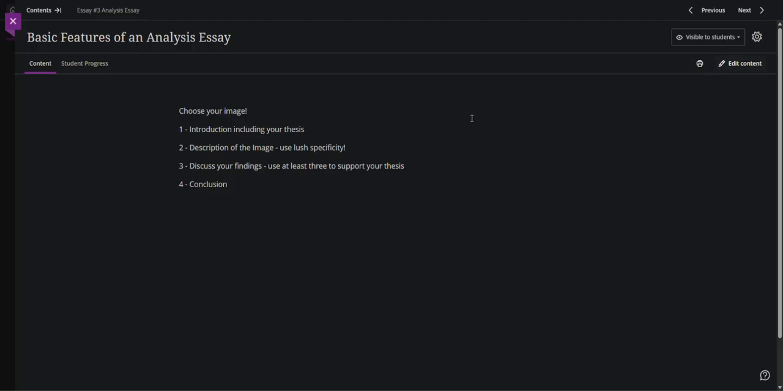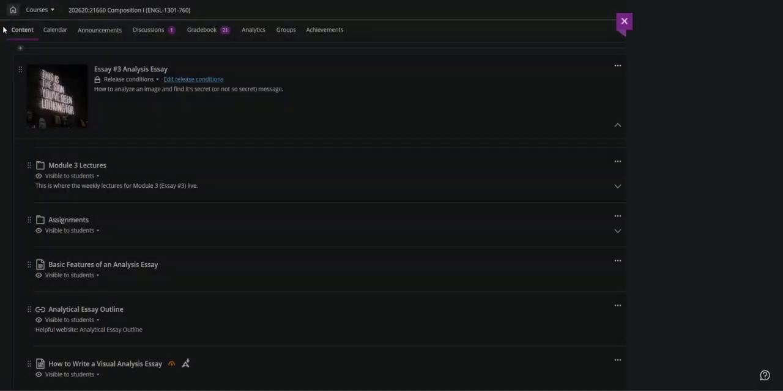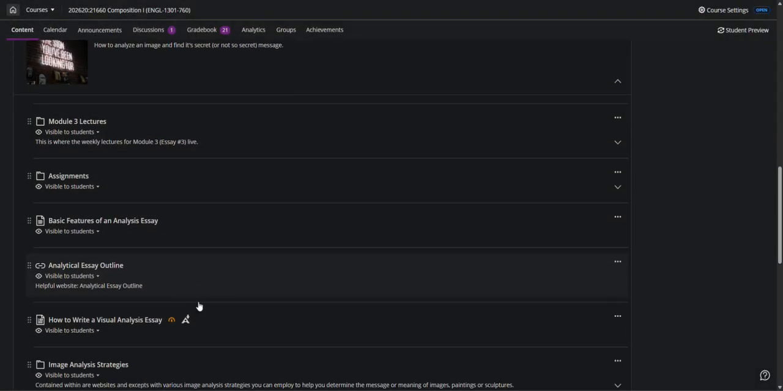Then you're going to discuss the three ways that the image conveys its message. And it could be that it's written on it. It could be words. For example, if it's an ad, it could be through any number of ways and the other strategies that we'll go over in a bit. And then finally, you're going to write your conclusion, which is wrapping it up and restating your thesis statement, which is the image, what the image conveys, the message of the image, and how it does that. So it's just the basic features.